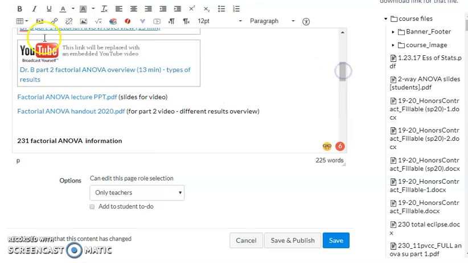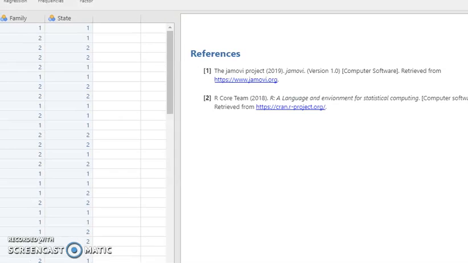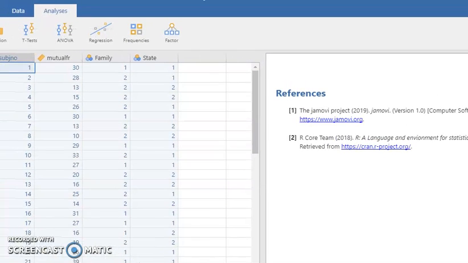And then I've got a couple videos. One video is with the output for the data set that I'm going to go over in this video. And then this video is just showing you more of how to do it in Jamovi, although I realize that's not something that everybody might be interested in.